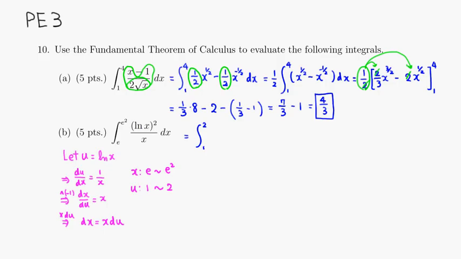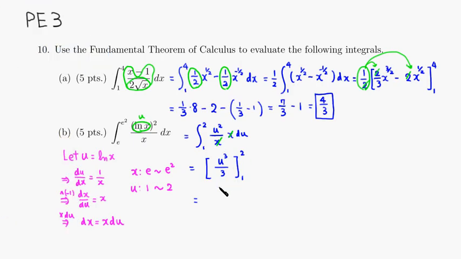We decided to call this guy u. So you have u squared on top, and there's x on the bottom. But dx is the same thing as x times du, so we can cancel the x on top and the x on the bottom. Then we can use the power rule here. Add 1 to the power, 3, divide by 3. Then you're going from 1 to 2.